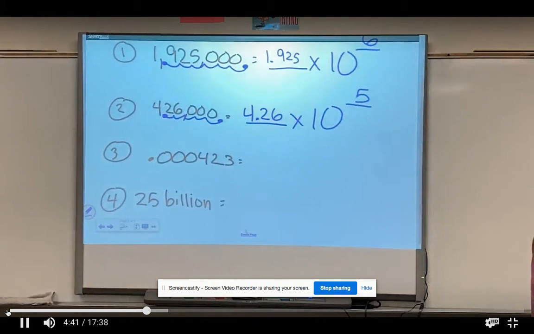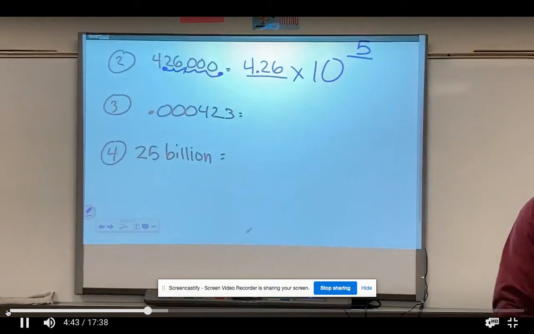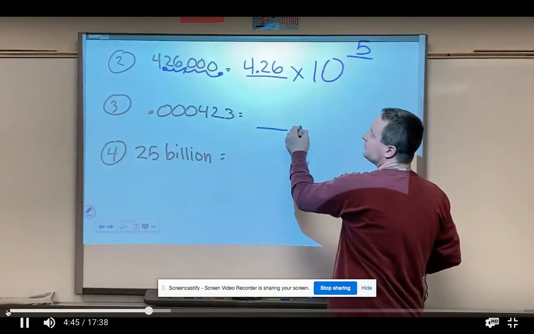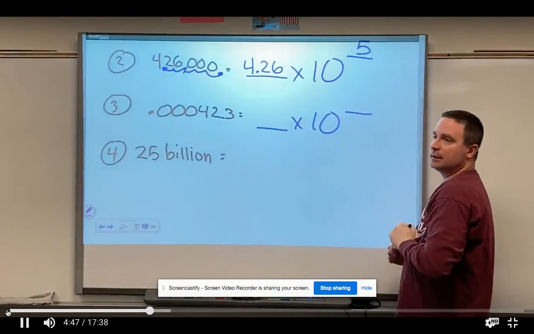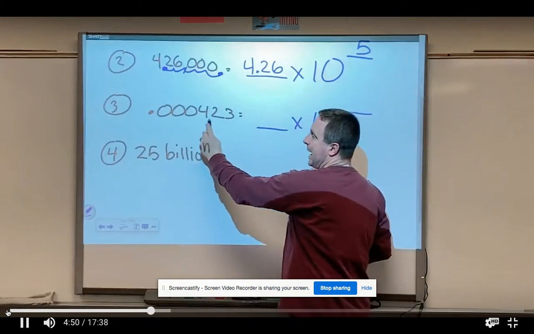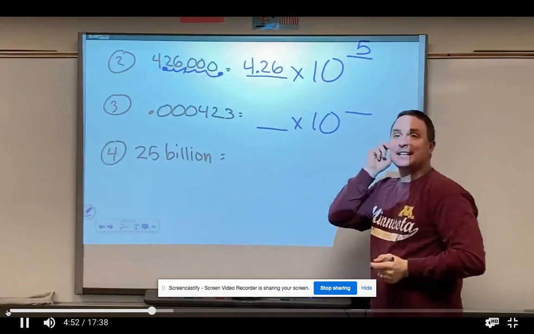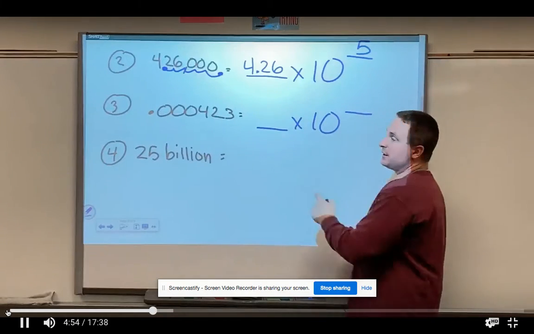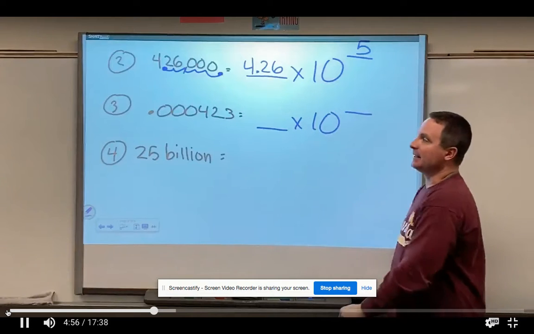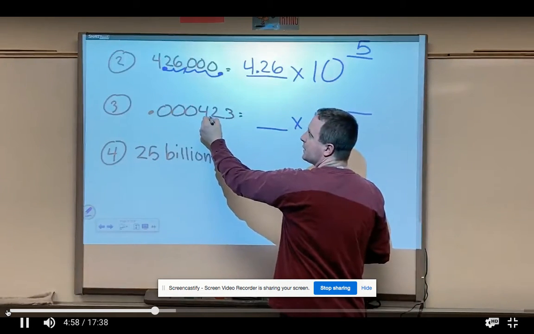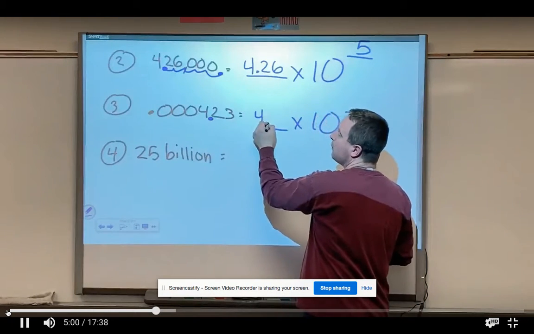Okay, if I scroll down here just a little bit further to these bottom two, oh, here I have something different. Okay, I need a number, obviously that's too little. That's a really teeny tiny number. And I need to move the decimal point so that it ends up between 1 and 10. And I think the place I'm going to put it is right there after the 4, 4.23.